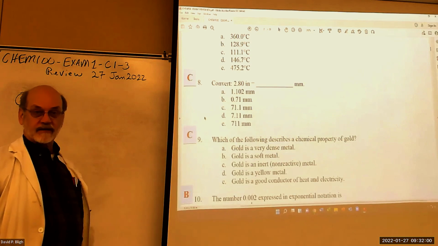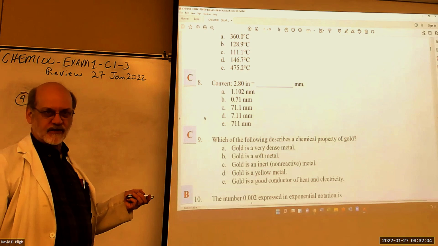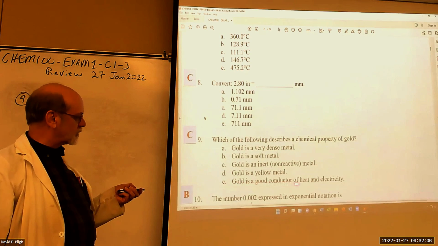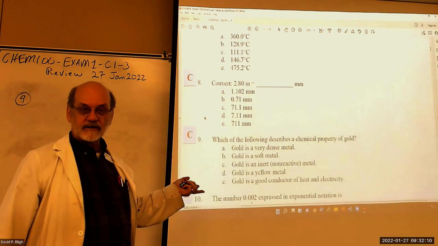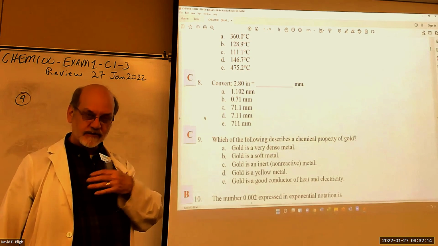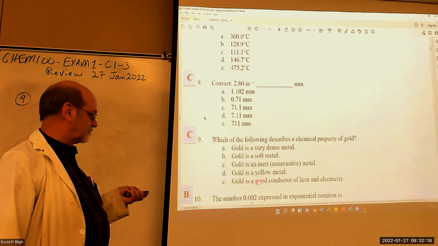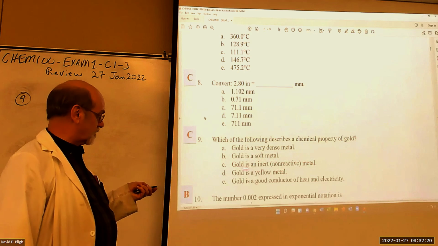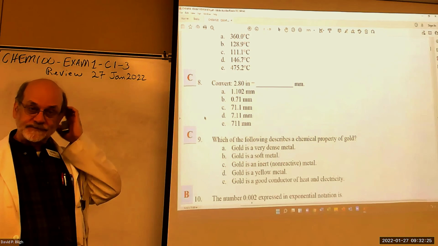And we can stop there. If we looked ahead, we say gold is yellow, right? That's physical. Gold is a good conductor of heat and electricity. It doesn't change the gold. It just says it will conduct heat through it very easily or conduct electricity through it very easily. Doesn't change it at all. So C is our answer. That speaks to a chemical property of gold.